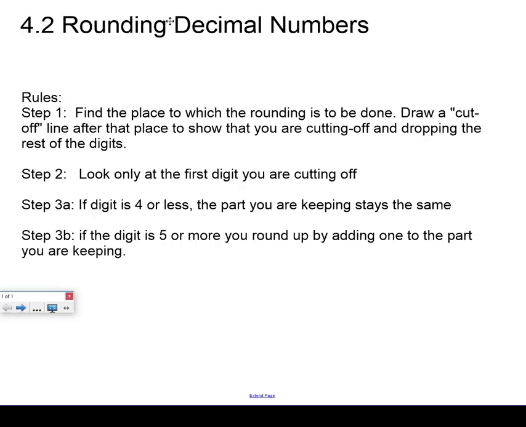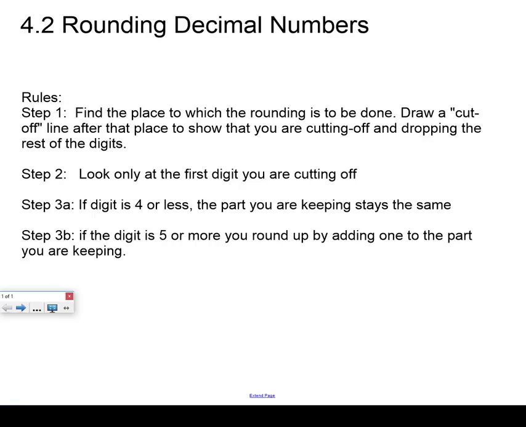Step 2 is to look at the first digit that you are cutting off. Steps 3A and 3B are choices. When you're looking at that digit from step 2, if it's 4 or less, you keep everything on the left of your cutoff line the same. In step 3B, if the digit is 5 or more, you round up everything on the left of that cutoff line by adding 1 to it.